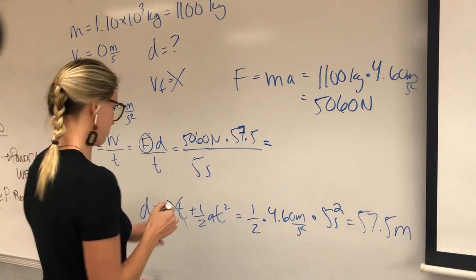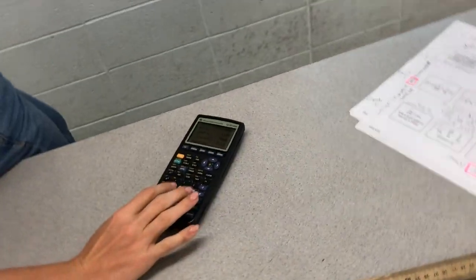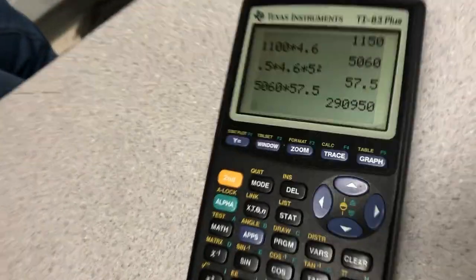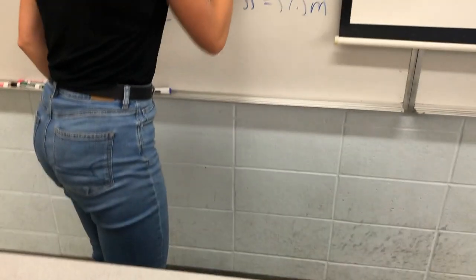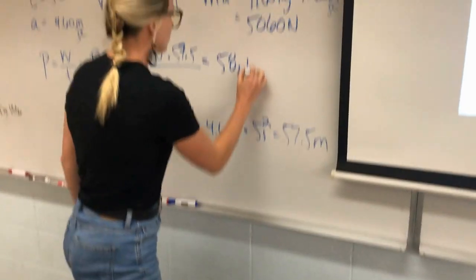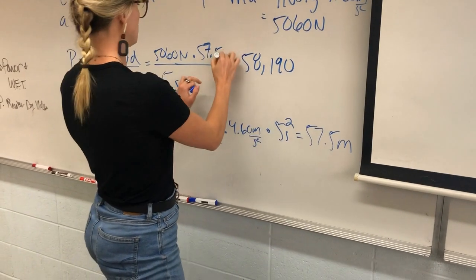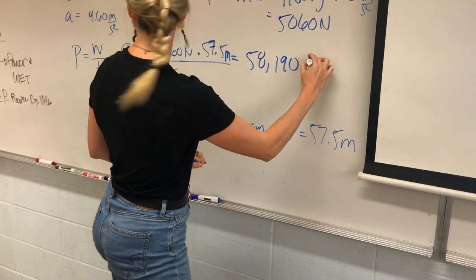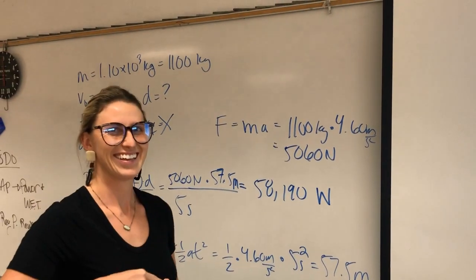Okay, I'm not done yet. I gotta put this in my calculator. So 5060 times 57.5 gets me that, and then divide it by 5. I get 58,190. And what we're talking about here, newtons times meters over seconds, that is a watt. Sweet. That's it. We're done.